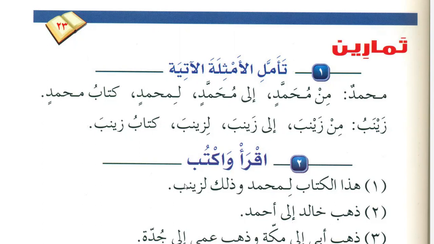These female names are having fatha. Sorry? The female names having fatha. No. They are telling you that when a noun is majroor, we use kasra with it. But when a mamnu min al-sarf is majroor, we use fatha with it. Okay? The name Muhammad is not mamnu min al-sarf. It is a simple name. But Zainab is mamnu min al-sarf. Why is Zainab mamnu min al-sarf?